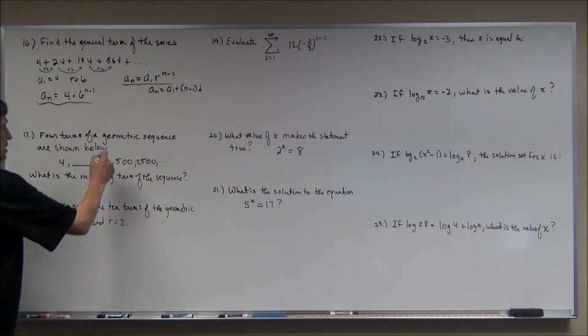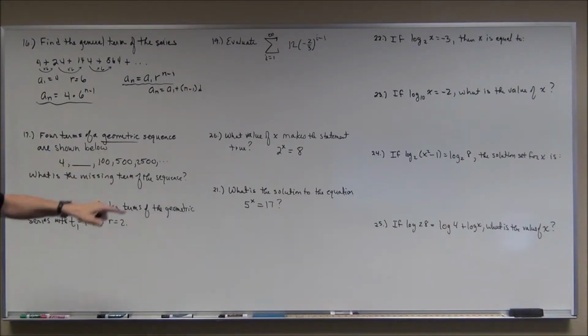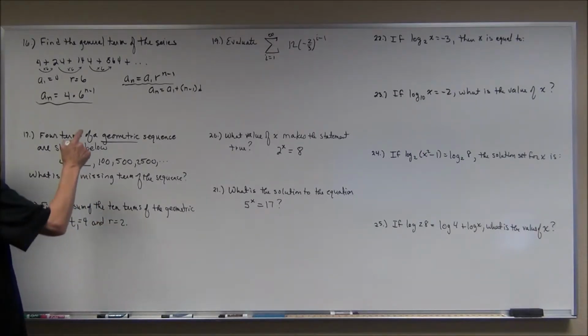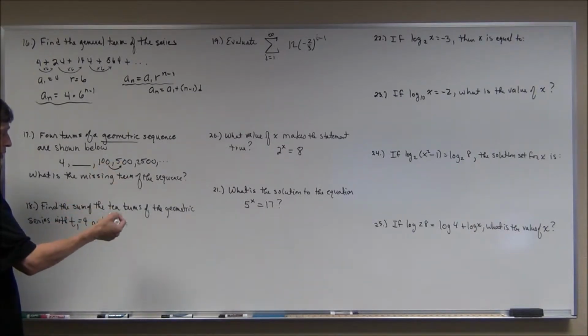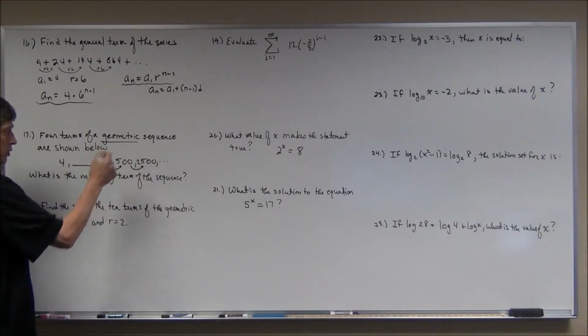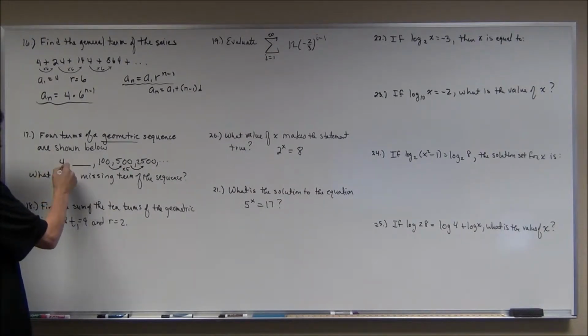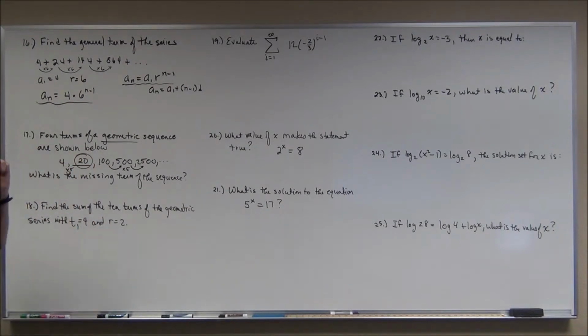The 4 terms of a geometric sequence are shown below: 4, blank, 100, 500, 2500, and so on. What is the missing term of the sequence? This might be the easiest one yet, because you know it's geometric and they give you a couple of consecutive terms. What would you multiply times 100 to get 500? What would you multiply times 500 to get 2500? You'd multiply by 5. So to go from 4 to the second term, I'd have to multiply by 5, and that's going to be 20, and that's my answer. That was as nice a problem as you could hope for. The answer is 20.